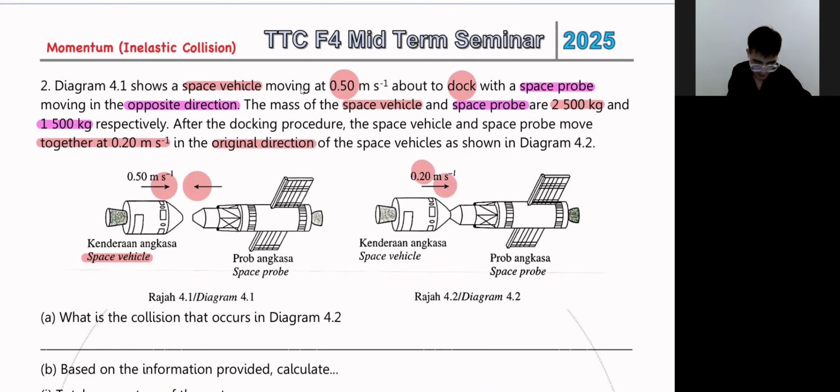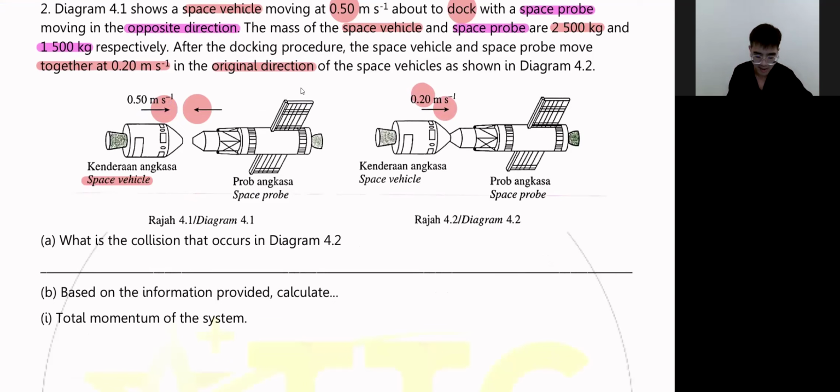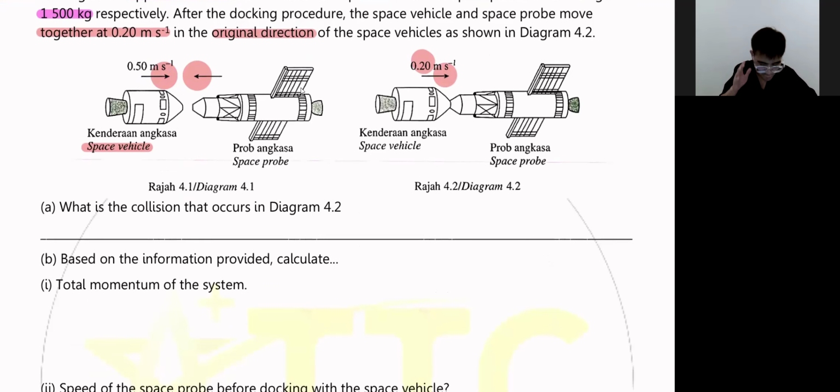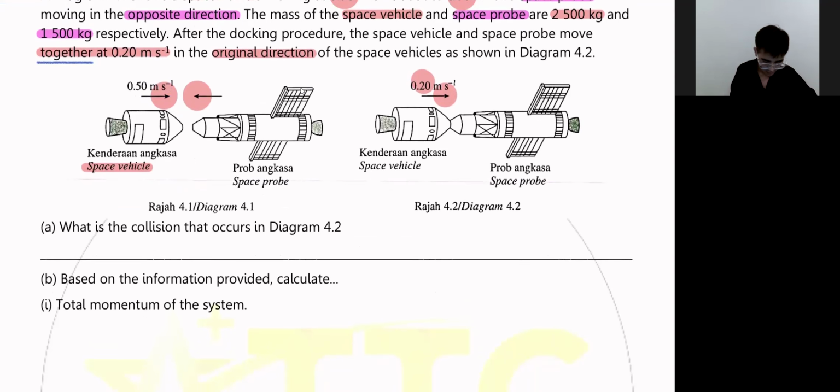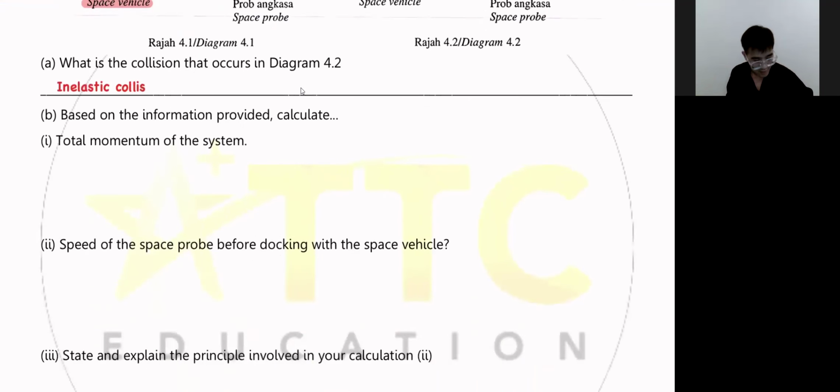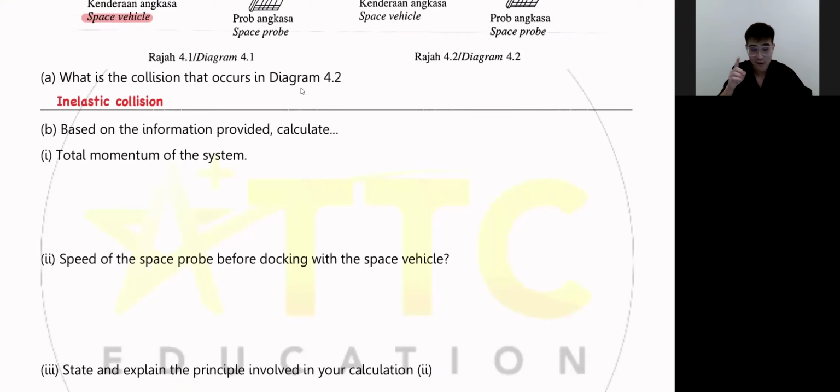So question A asks, what is the collision that occurs in diagram 4.2? Because they move together, look at the keyword and also at the diagram. The space probe and the space vehicle move together, so we know it is an inelastic collision. Is that clear? If two objects, after they collide, don't move together, that type of collision is called an elastic collision. Clear? Now, the next one.